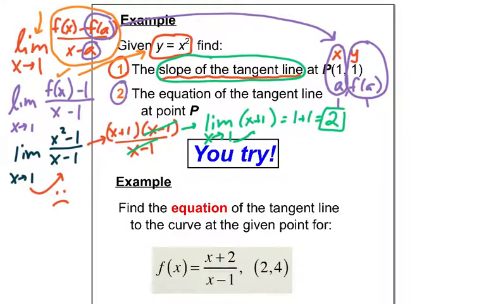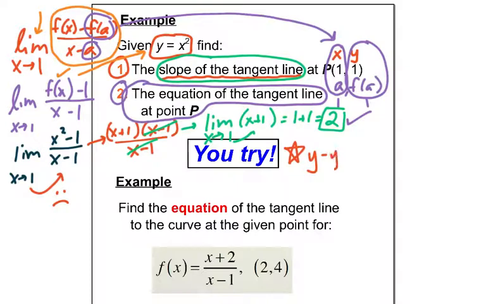Now, part 2 is very, very popular for the AP test. We're going to often need to find the equation of that tangent line. We found the slope, which is 2, but what's the actual equation of that tangent line? All right. Now, for the AP, big star here, friends. Whenever you need to find the equation of the tangent line, we're going to use the point slope formula, which is this, friend. Always, always, always.